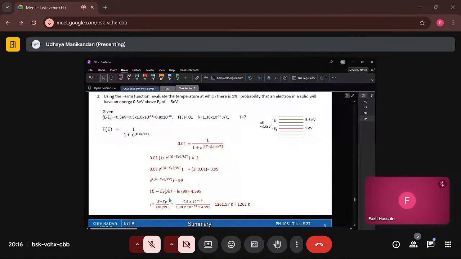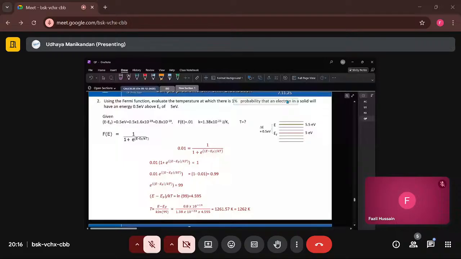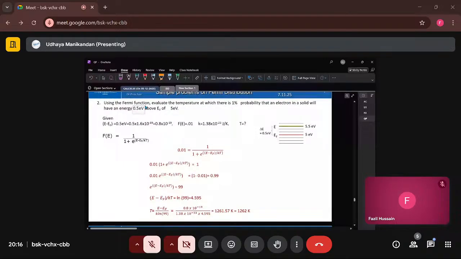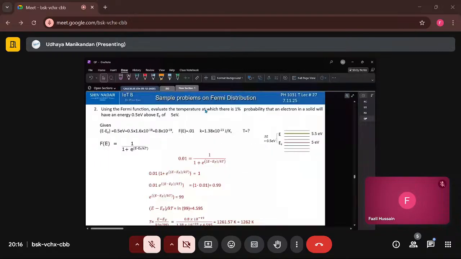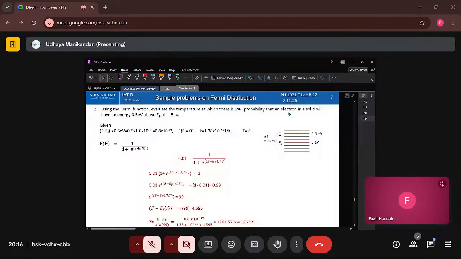Use the following function to evaluate the temperature at which there is a 1% probability that an electron in a solid will have energy 0.5 electron volt above EF of 5 electron volt. So this is interesting. What are they telling me? The probability is actually 1% for locating an electron. So the function value, the probability, is 1%, which is 0.01. Very nice. What are they telling me next? In a solid, the energy is 0.5 electron volt above EF, which is 5 electron volt.